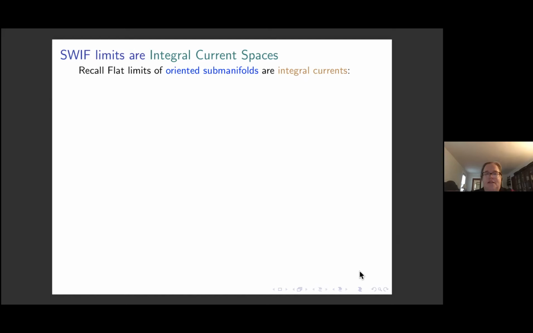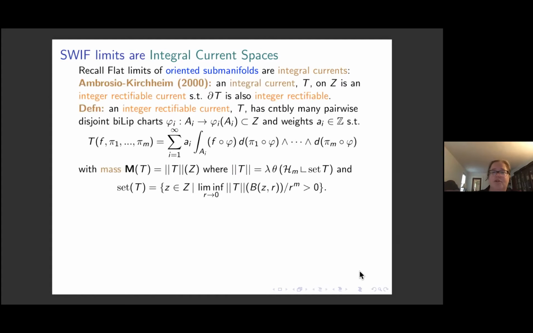And then this collection is to fill you in on really what properties you're going to get once you do have Swift convergence or volume preserving Swift convergence. So recall, flat limits of oriented compact manifolds are called integral currents, and then Ambrosio-Kirchheim defined an integral current in this way. An integral current is an integer rectifiable current T whose boundary is also integer rectifiable.